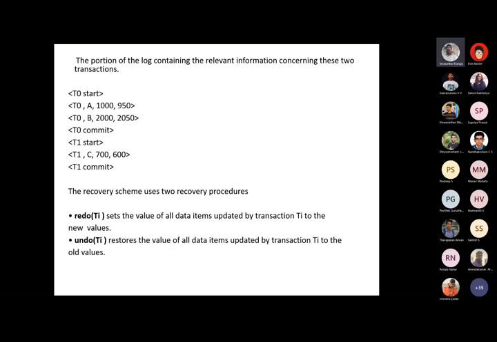So the recovery scheme is quite simple. It uses only two procedures: redo of transaction TI and undo of transaction TI. Undo of transaction TI means we are going to restore the old values to the data items, whereas redo of TI means you are going to update the data items that were modified by the transaction TI to the new values.